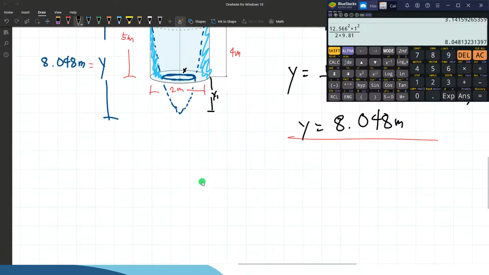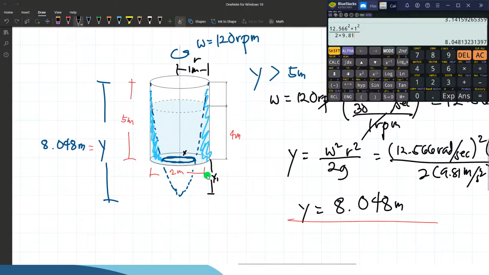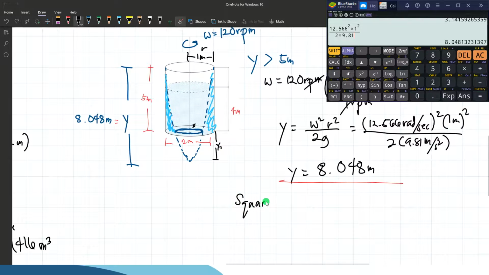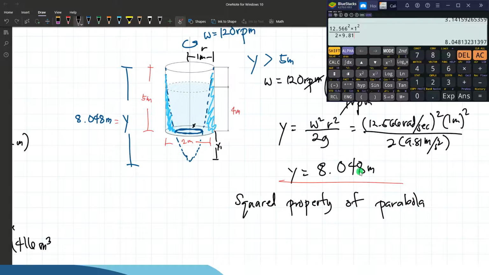So we equate the ratio of the depth of the paraboloid with respect to its equivalent radius, or the horizontal distance, and we take the square of it. So using the squared property of parabola, we take the square of the radius over its depth, which is the computed y.